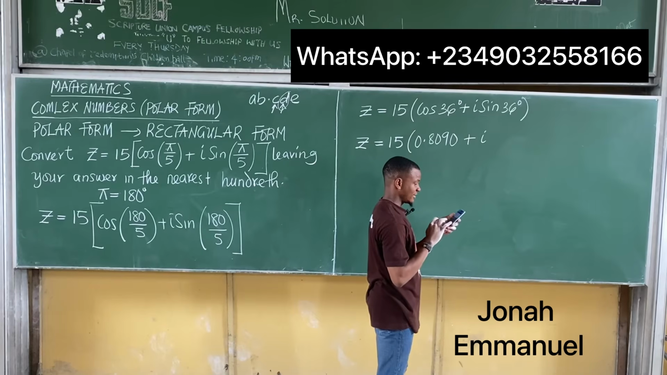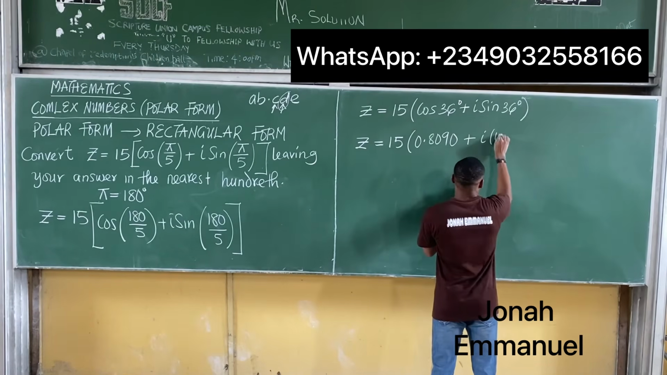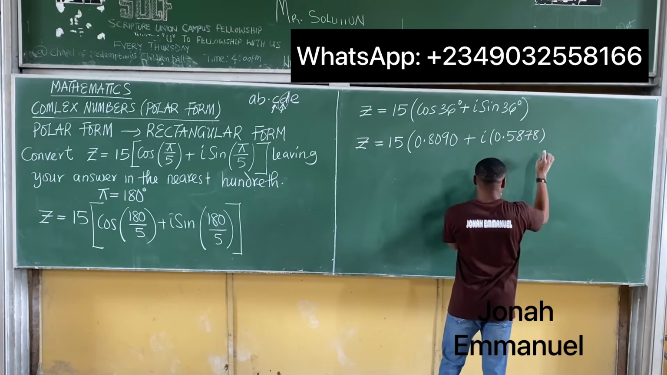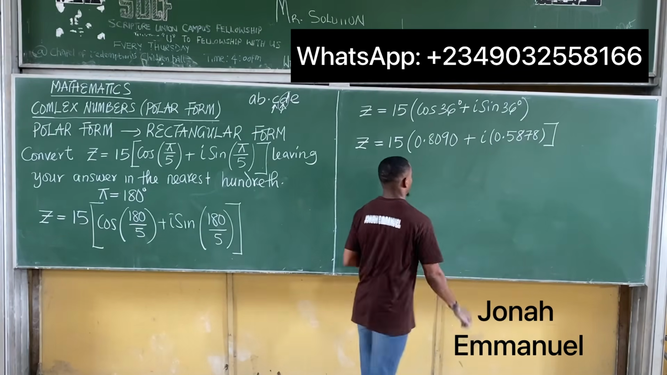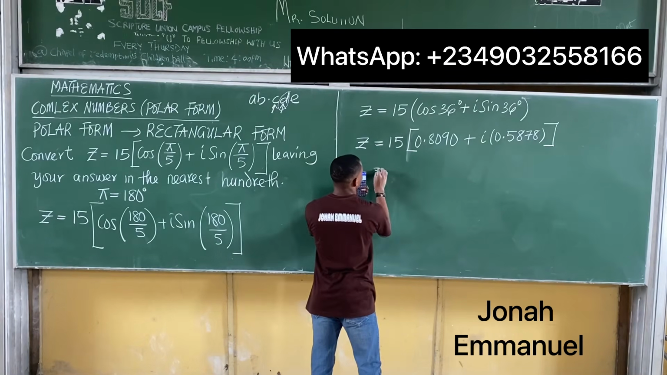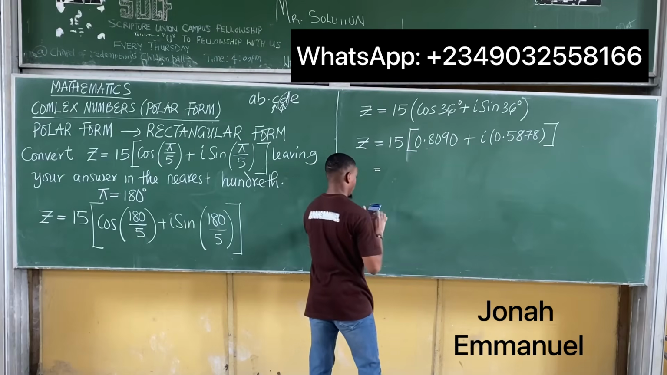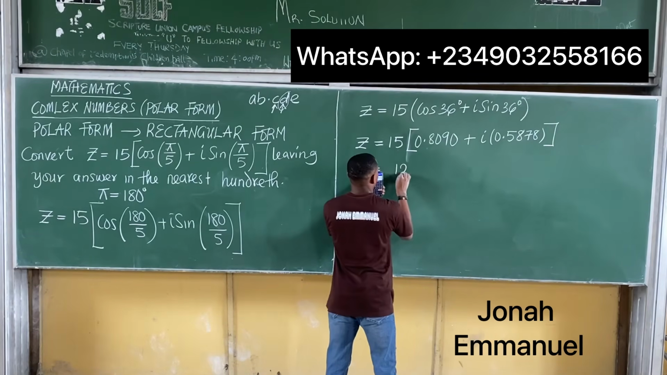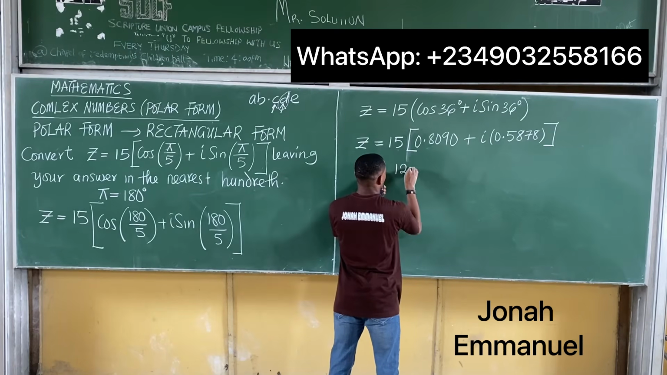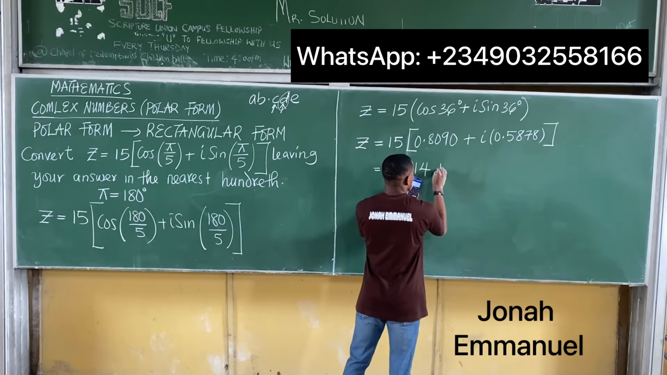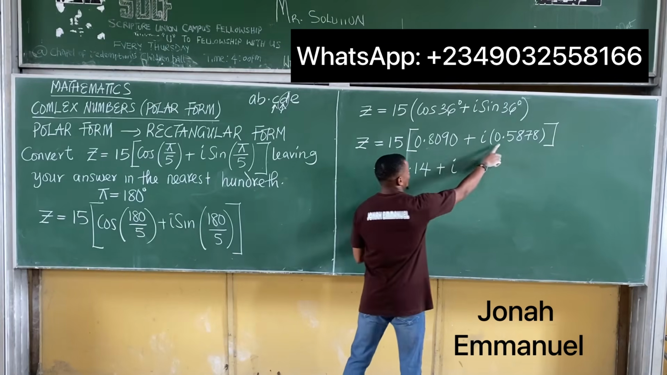Sine 36 is about 0.5878 in 4 decimal places. So perhaps change this to square brackets. So I have this. So that's equal to my final answer. I can now multiply this by 15. So 0.8090 times 15 is about 12.14 to the nearest hundredth, or to 2 decimal places, plus i into 15 times this number.